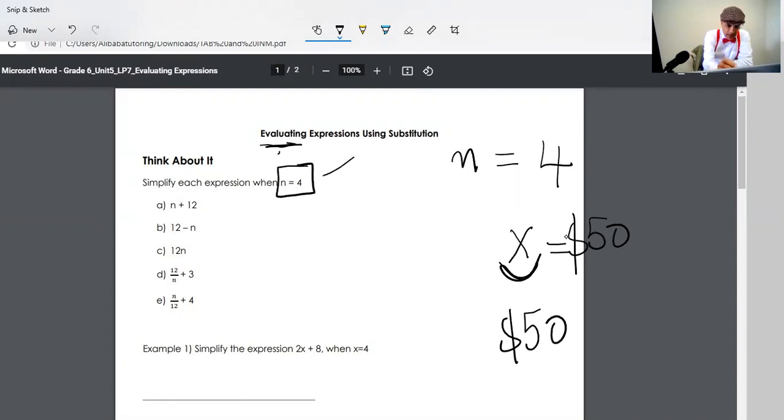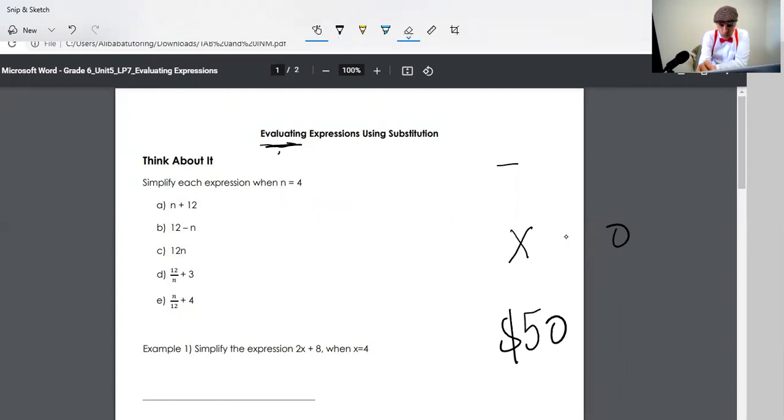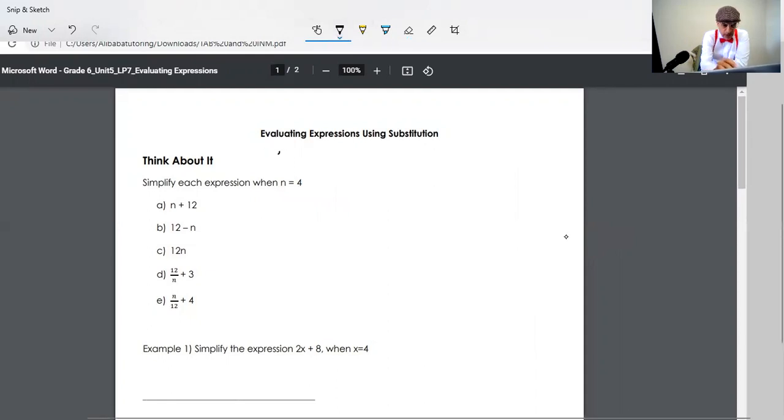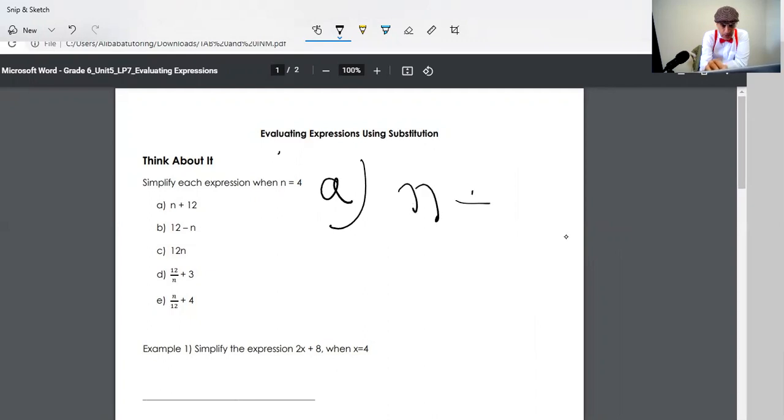They tell us here, hey, we know what n is. n is 4, so you don't need to write that letter, that variable, anymore. Just instead of that, put 4. Okay, so let's do that and have some fun. Okay, so for A, we have n plus 12.